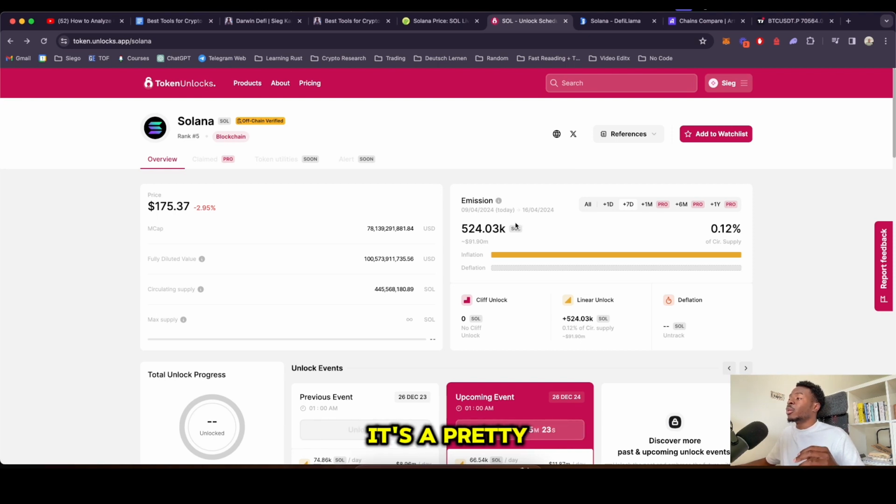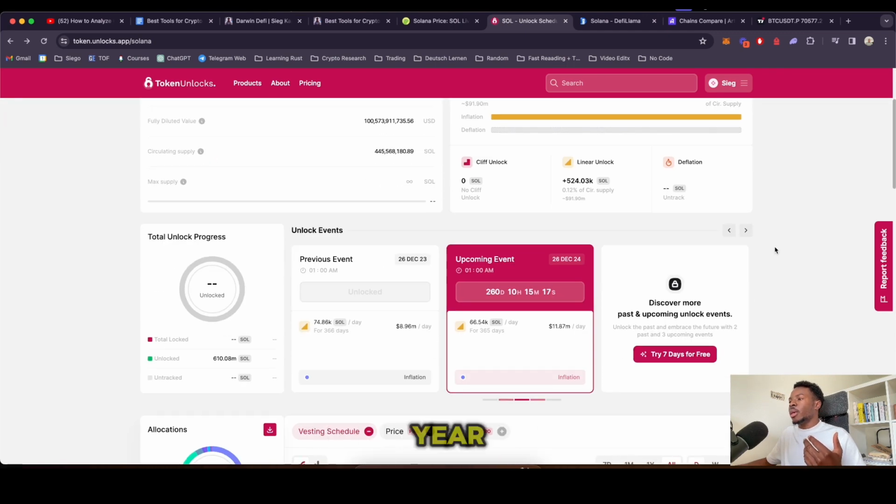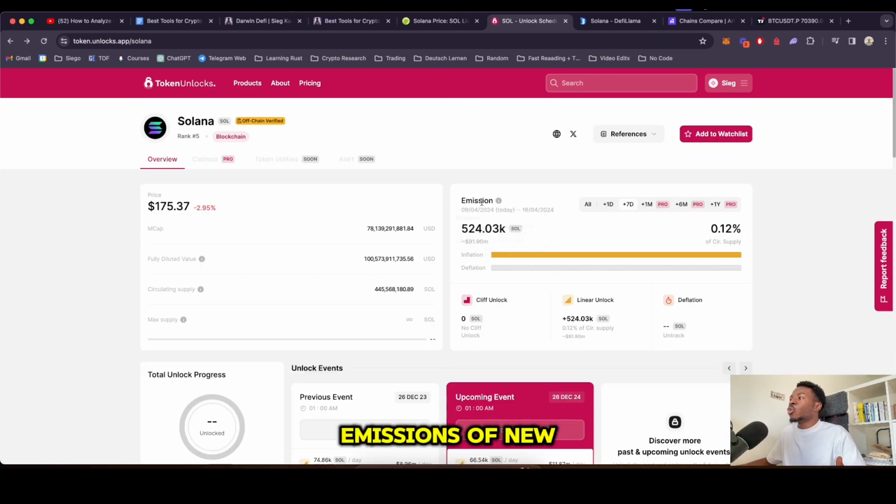I think it's a pretty inflationary coin, and it's good to understand this information so that by investing in the coin, you know that emissions of new coins are going to increase the circulating supply of Solana, and hence more supply is going to probably affect the price to the sell side. So if you're analyzing a project and you want to dig deeper, understanding the emissions and the frequency of emission is really good.